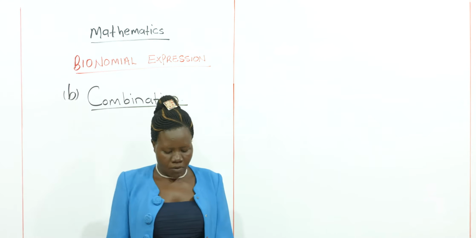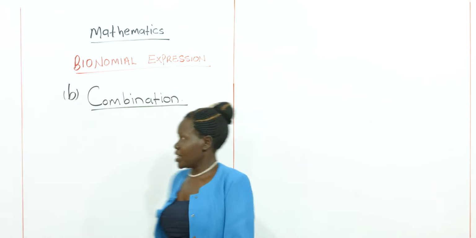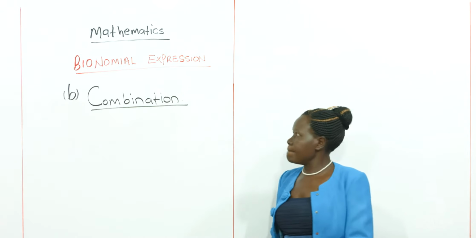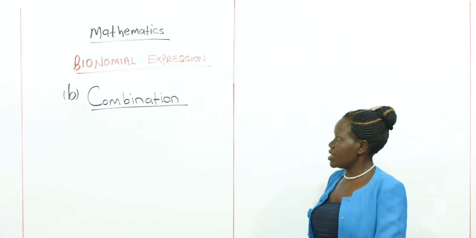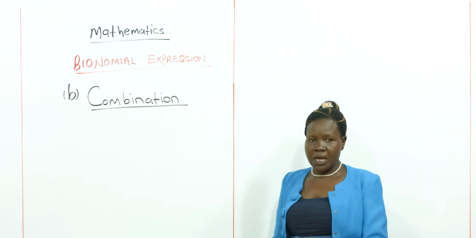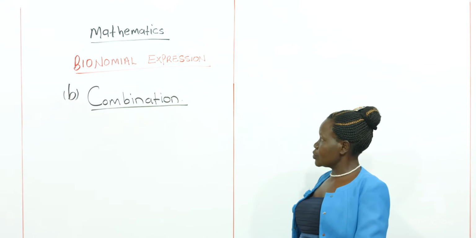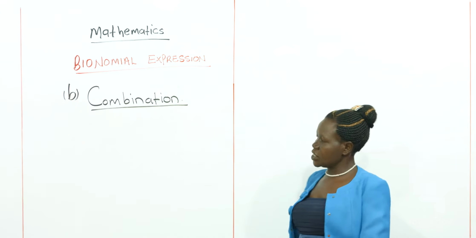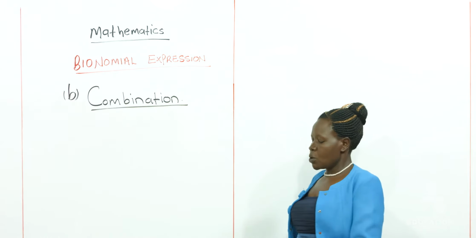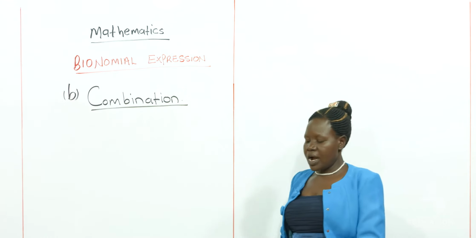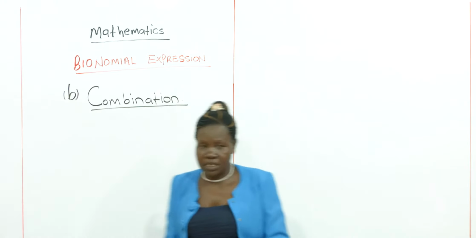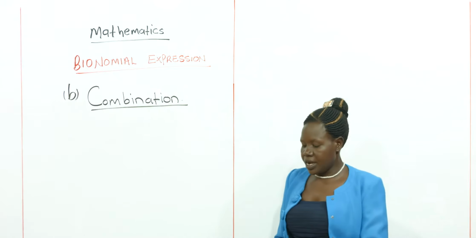Dear learners, we are still on the same branch of algebra, that is binomial expression, and we said that there are two components of binomial expression: one, permutation, and the second one, combination. Combination means the selection of elements from a set without considering the order.